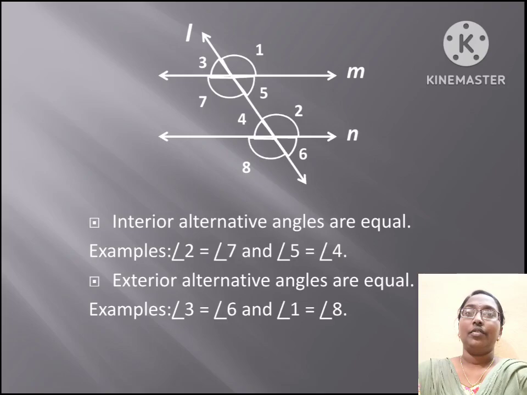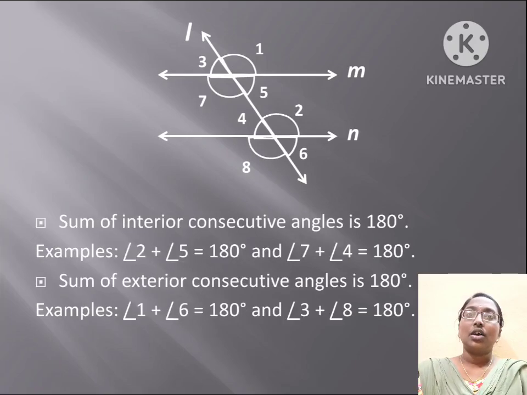The next property is about consecutive angles. Consecutive angles are the angles adjacent to each other, and here also we have categorized them as interior and exterior. The interior consecutive angles here are 2, 5, 7 and 4. The pair would be 2 and 5. Angles 2 and 5 are the interior consecutive angles, where 2 and 5 lie on the same side of the transversal line and are interior between the two parallel lines.